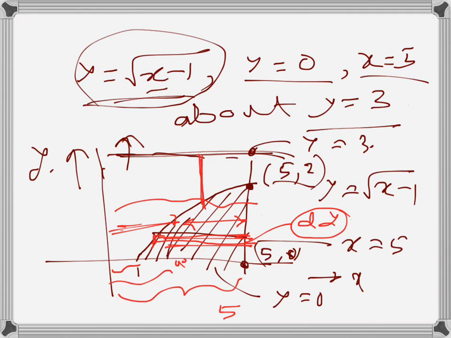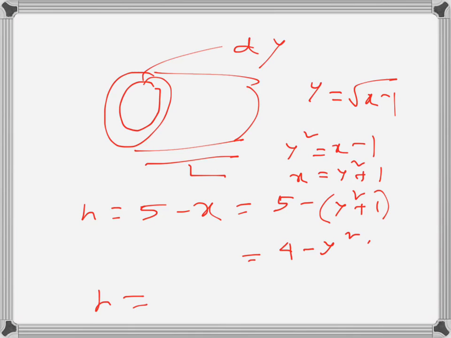And r will be, of course, this distance from here. This whole full distance is 3, and this much distance is y, so r will be 3 minus y. So now that we know r and h, the surface area of the cylindrical shell is 2 pi r h, and the volume will be multiplied by dy, the thickness.